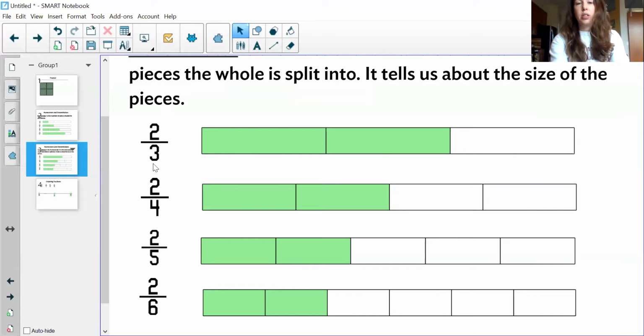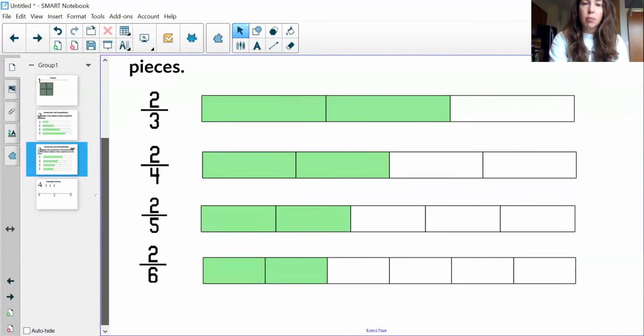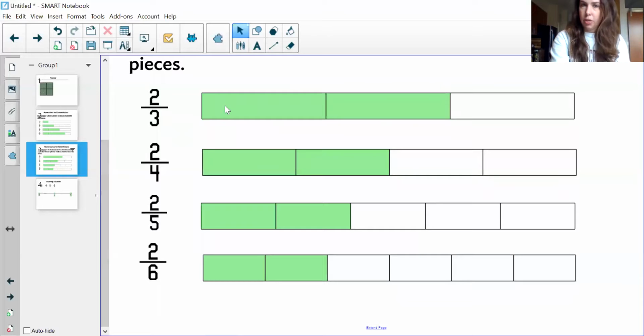Notice that when the denominator gets bigger, the size of the piece gets smaller because we have to break our whole into more pieces. So sixths are much smaller than thirds because I have to split this into 6 equal pieces. Up here, I only have to split it into 3 equal pieces, so the pieces are a lot bigger. So the denominator tells us a lot about the size of the piece, or how many pieces our whole is going to be split into.